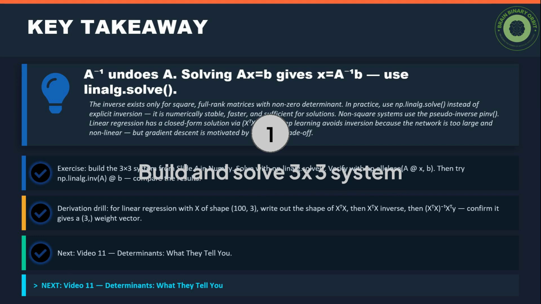Two exercises. Build the 3x3 system and solve it, then derive the shape of each term in the normal equations for a 100x3 data matrix.